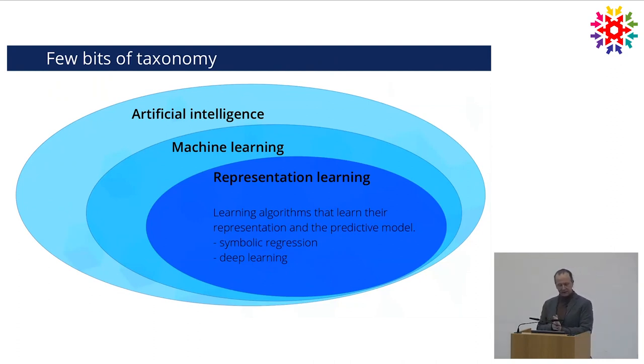Another class of these representation learning algorithms is symbolic regression. And this is another thing I'm working actively on. And it seems that, as I mentioned a few slides ago, the two areas are converging in this kind of symbolic deep learning, in which the neural network tries to learn a symbolic expression that in this particular case would be really a mathematical expression that we can somewhat interpret.